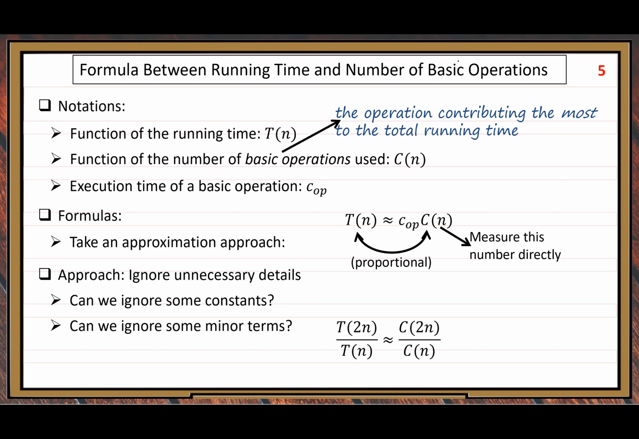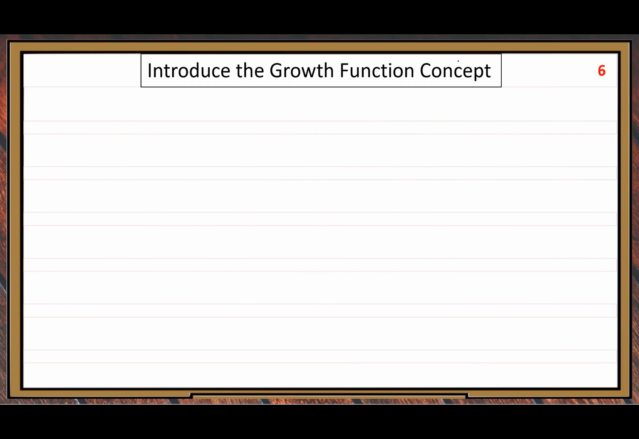All right, so that's one observation from this equation. Whenever we double the input, what is that ratio? If the ratio number is high, then the increasing rate is high.